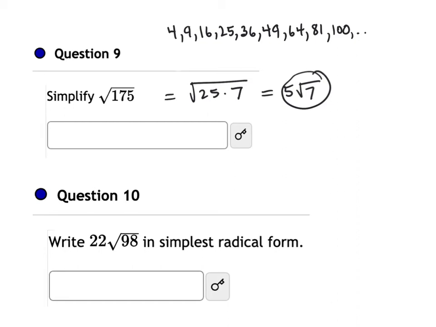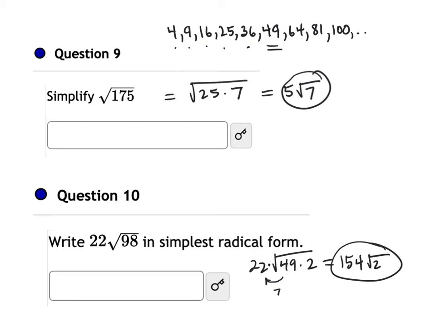22 radical 98. 98 has a perfect square in it. 4 does not divide into 98, neither does 9, nor 16, nor 25. 36 doesn't divide into 98. 49 does. I'll rewrite this as 22 and 49 times 2. That's 98. The square root of 49 is 7. I'll take that 7 out front and I'll multiply. 7 times 22 is 154. 154 radical 2 is my answer then.